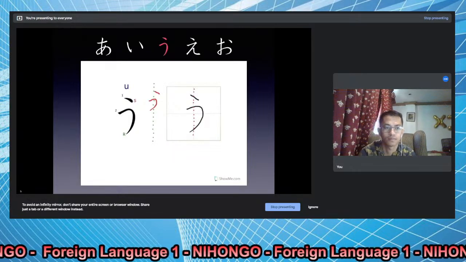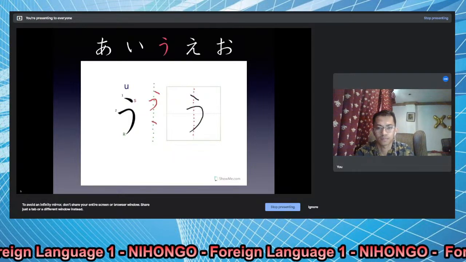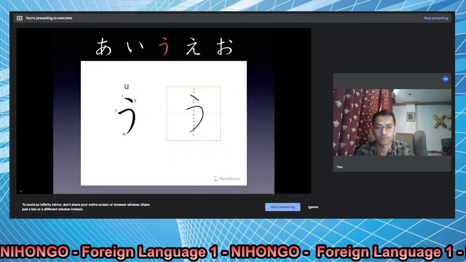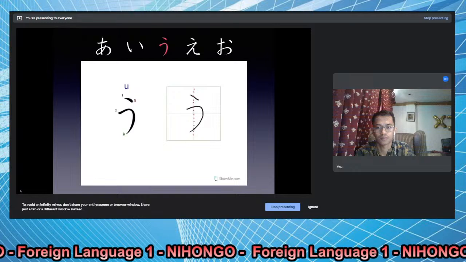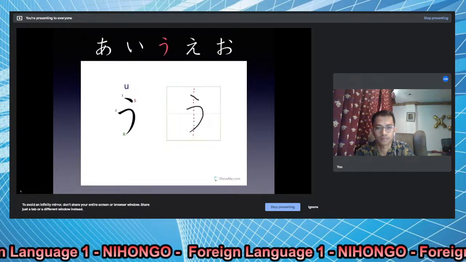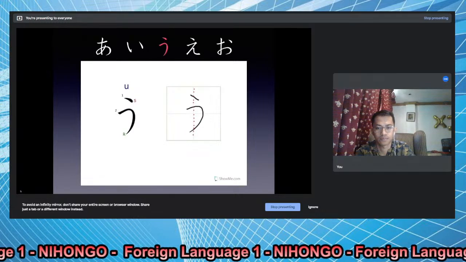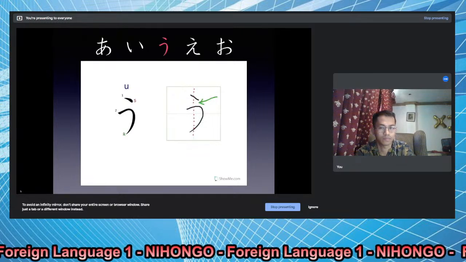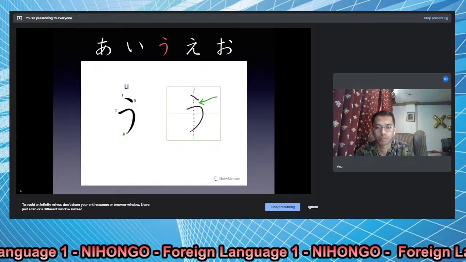So be careful not to write your U like this or like this. One more thing, these 2 strokes are not supposed to touch each other. So make sure that you have an open space here. So your U shouldn't look like this.